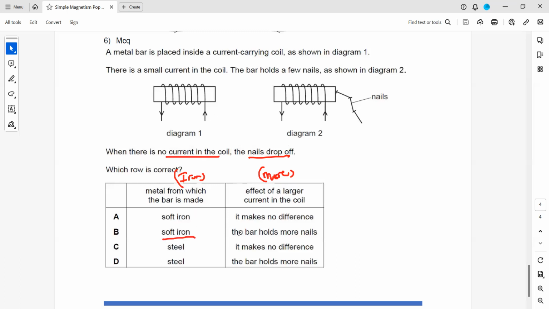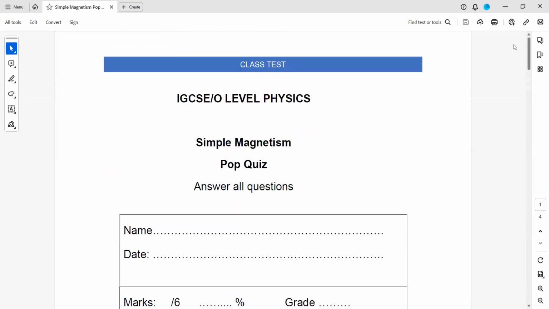And when there's a strong current, there will be a stronger magnetic field, so more nails will be attracted. So the bar holds more nails. That's why B is the right answer. Is it clear, this question? Question 6. So this was about the simple magnetism pop quiz 2.